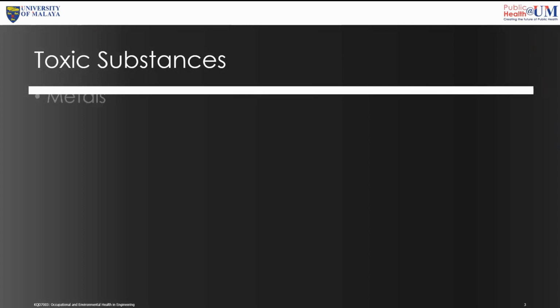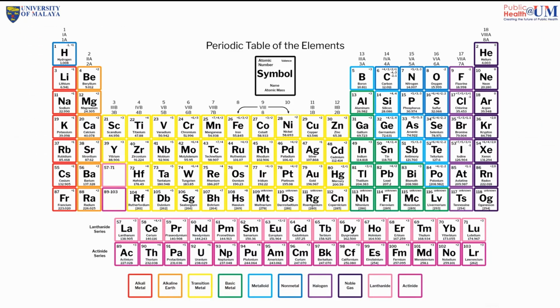And today we are going to focus on two substances, looking at metals and chemicals only. We are not here to explain everything about the toxicology of all the substances, but just the basic concept, how you can assess the information, and how you use the information in your daily practice. I'm sure all of you know this periodic table.